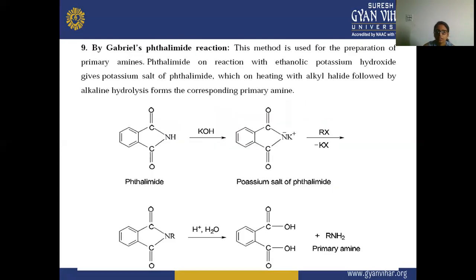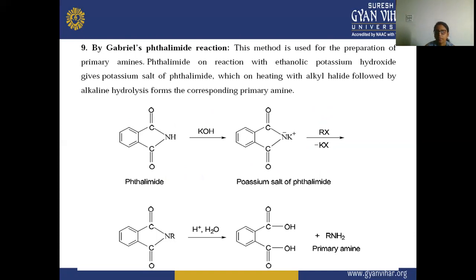So in the last two reactions, the Gabriel phthalimide reaction, in this reaction also the primary amine is formed. So primary amine is formed from this phthalimide, and this phthalimide is first reacted with potassium hydroxide, that is the ethanolic solution, meaning ethanol is also added. So this is an ethanolic solution of potassium hydroxide, and this is giving a potassium salt. So there is a formation of this potassium salt of phthalimide. This potassium salt of phthalimide is reacted with the alkyl halide, and the potassium halide is removed from here.